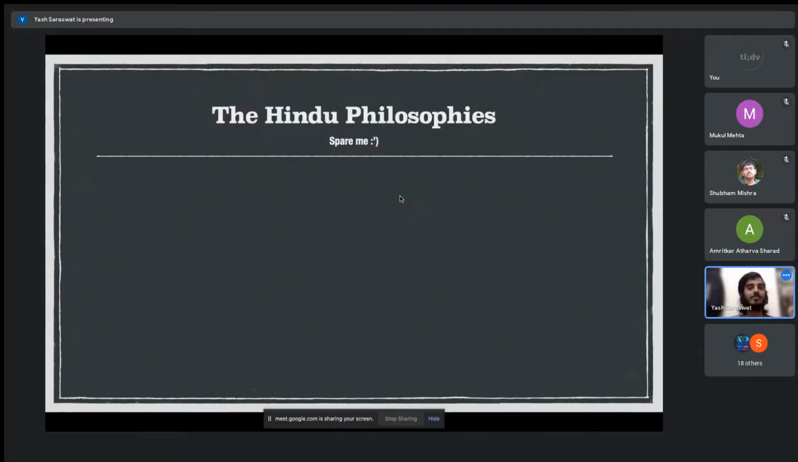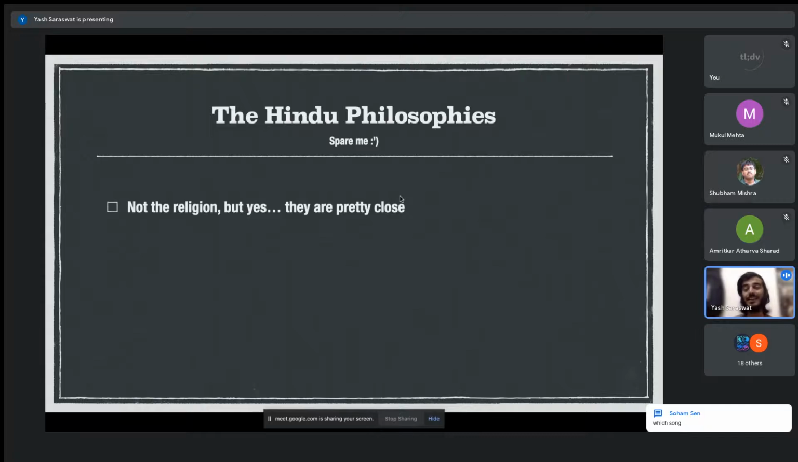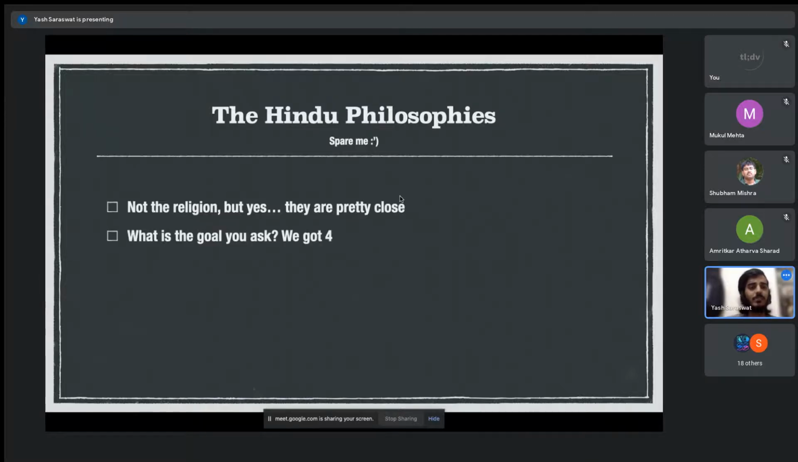So Hindu philosophies. Please spare me. I'm not talking about the religion. I'm just talking about a way of life. So let's not get into the religion, but yes, they are pretty close. We Hindus do follow the Hindu philosophies and try to keep up with them. So yeah, let's dive right into it.